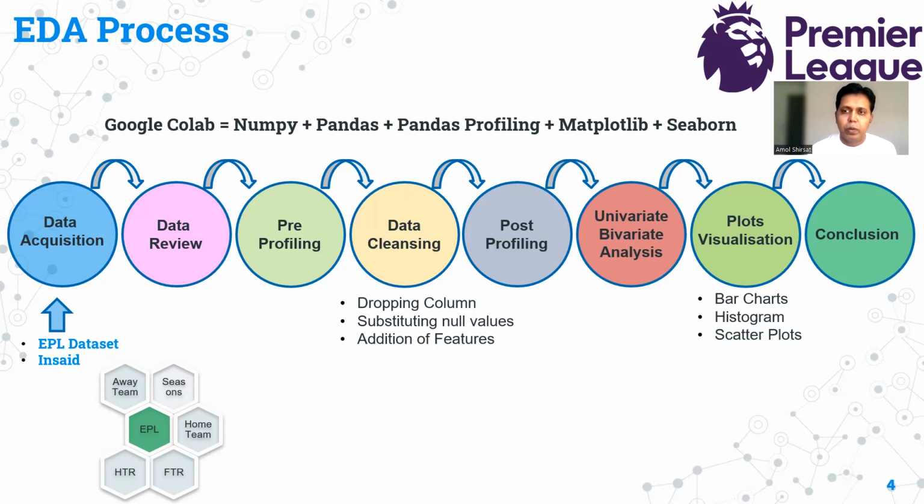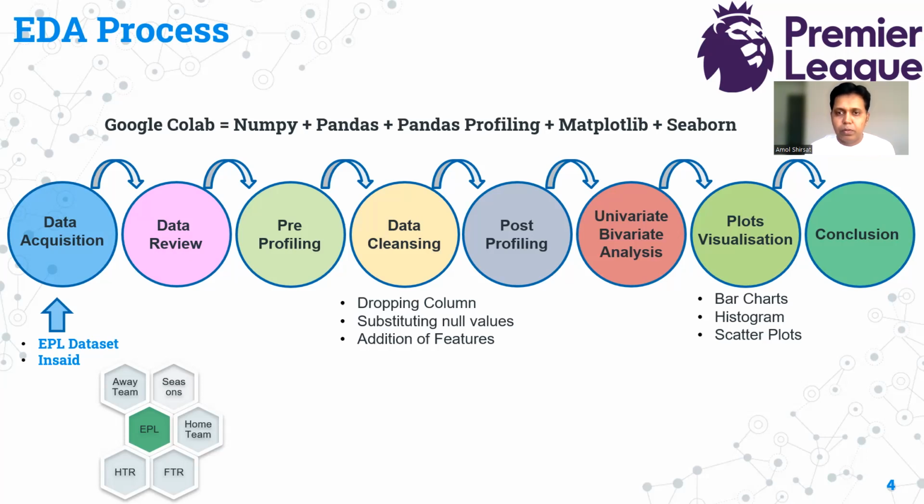The next part can also be the addition of features. For better analysis, we might need to add some additional features to the data set so that we can also have a good analysis with respect to those features. So these steps are part of the data cleansing and data pre-processing operation. Once the data pre-processing is done, we again do post-profiling to check that all the data is now in the right form before we start the visualization activities.